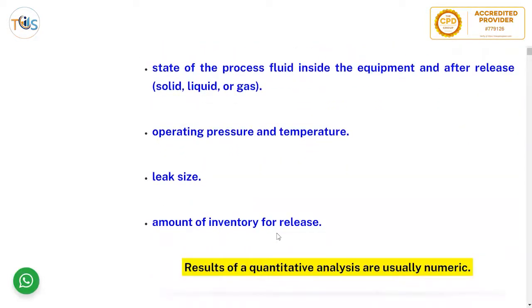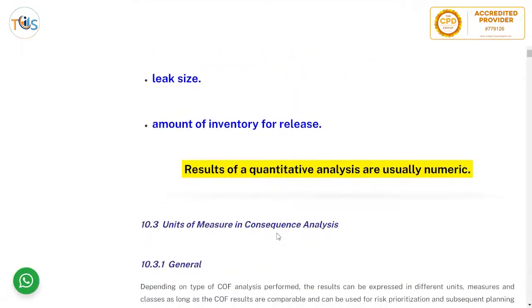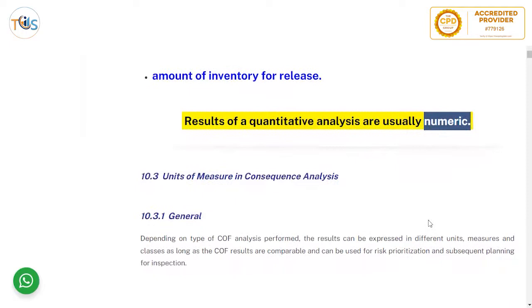Well, gas is much more active than liquid, and liquid is much more active than solid. Operating pressure and temperature, leak size, how big the leak is, and the amount of inventory available for release. Results of a quantitative analysis are usually numeric. So this can be a potential exam question. The results, is it numeric, or is it an estimate, or is it a model? It's numeric. It's by numbers.